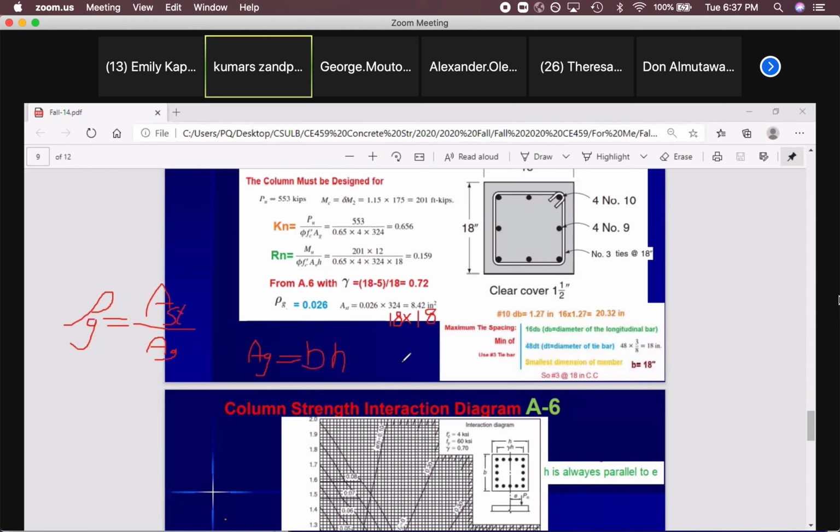And what is B? What is H? You know that H is parallel to the e, or perpendicular to the bending axis, and B is the other side. B times H is your Ag, times percentage of the rebar will give you the total required cross-sectional area of the rebar, 8.42. Then 4 number 10 plus 4 number 9. If you add them together, it's more than 842. So that's good. Did I give you the answer? Yeah, thank you. Okay. Any other question?